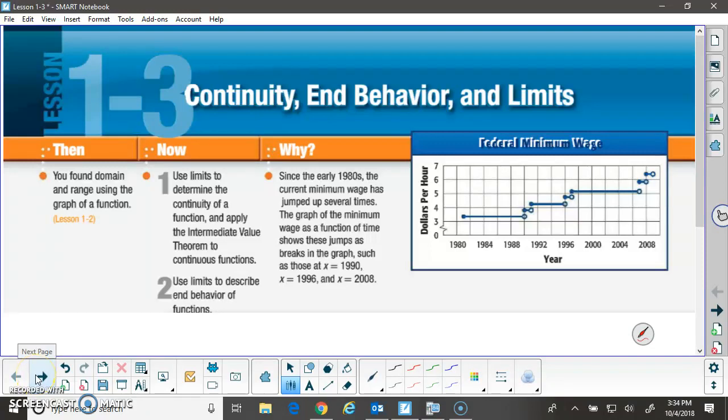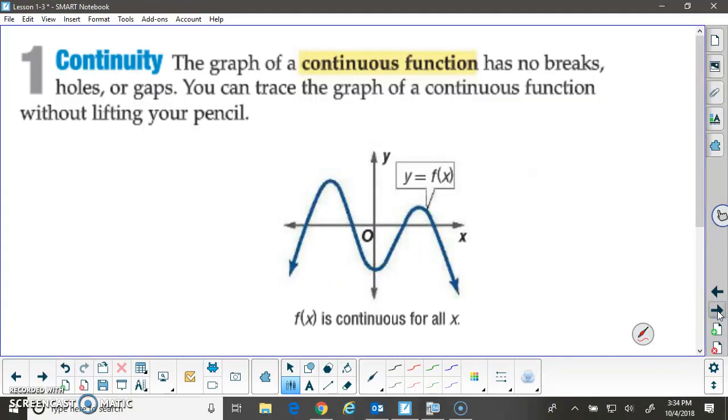Lesson 3 on Chapter 1 is going to be about continuity. Continuity is a term that we use to describe certain types of functions. If a function is continuous, it is smooth and connected, like this picture right here. If it is a continuous function, you could put your pencil down on the paper and draw it without ever having to pick your pencil up, like you can see on this particular function.